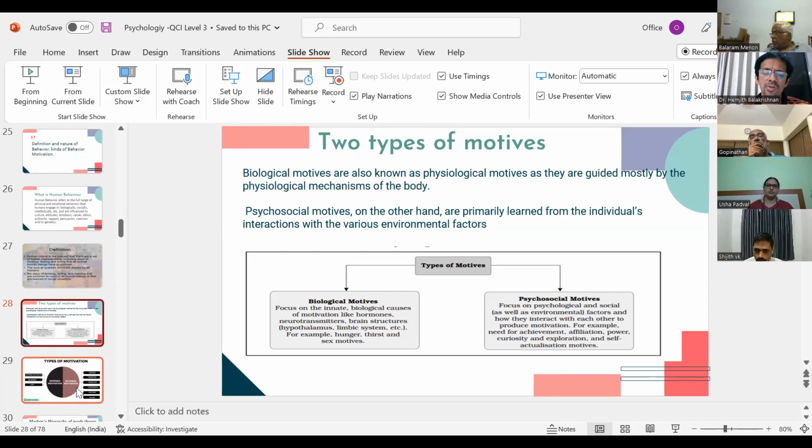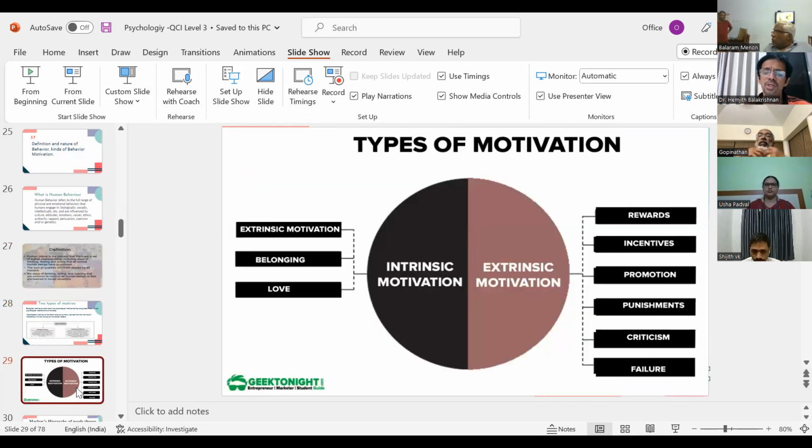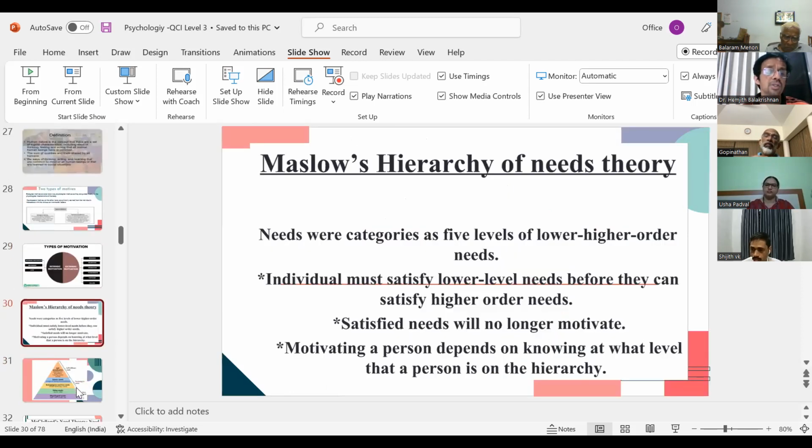We have seen two types of motives: biological motives, which are more physiological in nature, and psychosocial motives, which are more about a sense of achievement. People should recognize me. We have seen two types of motivation: intrinsic and extrinsic. With intrinsic motivation, people do things purely for their own sake. They are not worried about what people think, whether I'm making people happy or not. They are only thinking that whatever I do can be for a larger benefit, whereas others look at immediate gains.